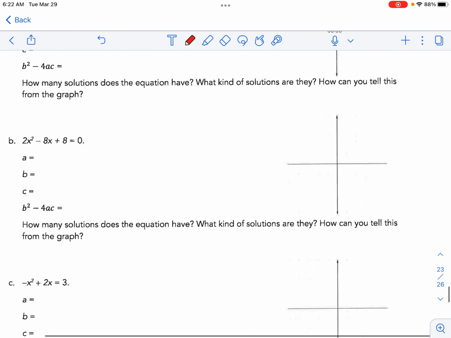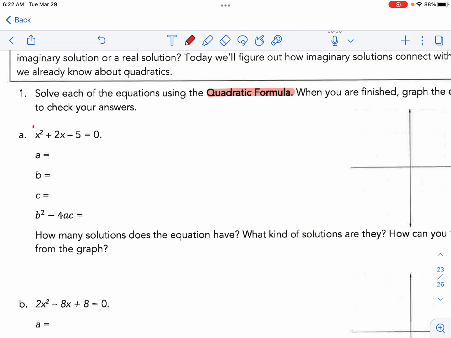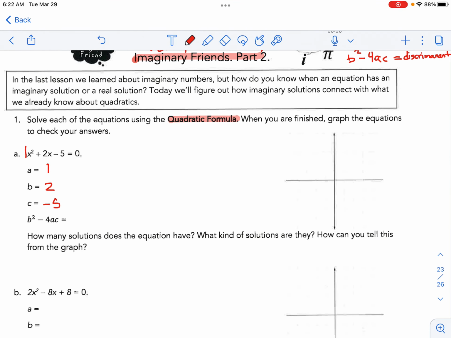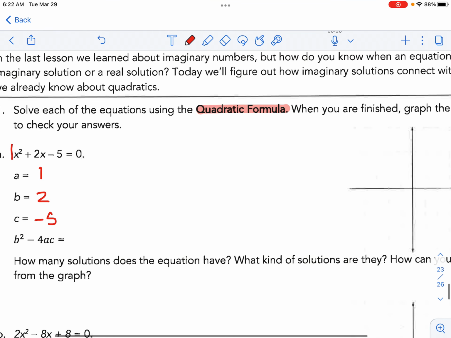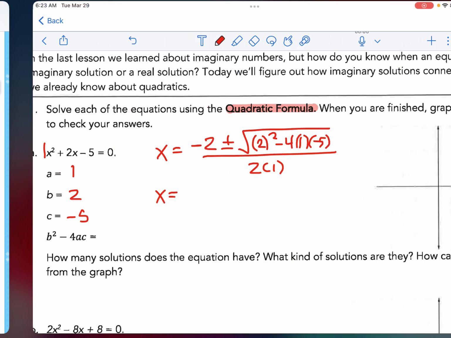So if we look at setting up the quadratic formula for each one of these questions, let's take question 1 here. A is 1, B is 2, C is minus 5, and then we're looking at the discriminant. Setting up the quadratic formula looks like opposite of b, negative 2, plus or minus the square root of b squared, 2 squared, minus 4 times a times c, all over 2 times a.